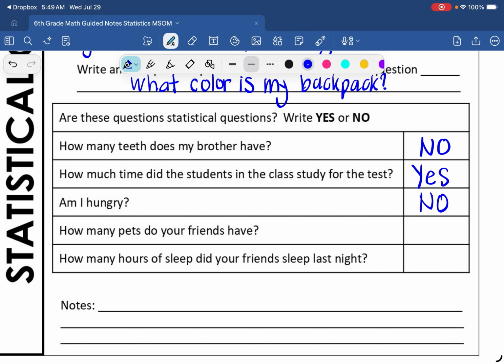How many pets do your friends have? Yes, that will be a statistical question. The answers will vary. How many hours of sleep did your friends sleep last night? Again, yes, that will be a statistical question because the answers will vary.